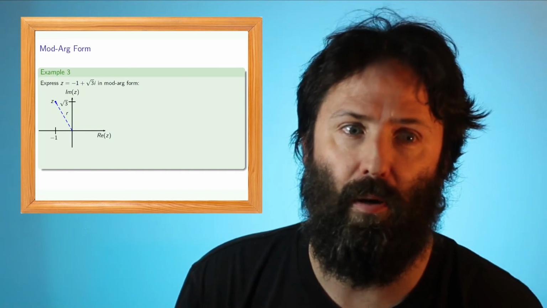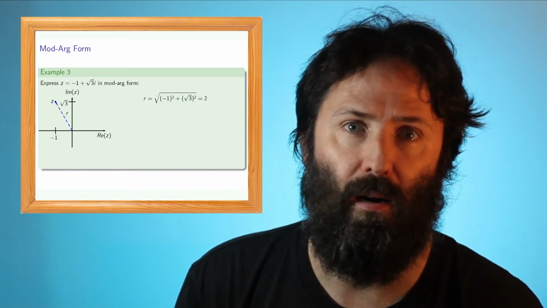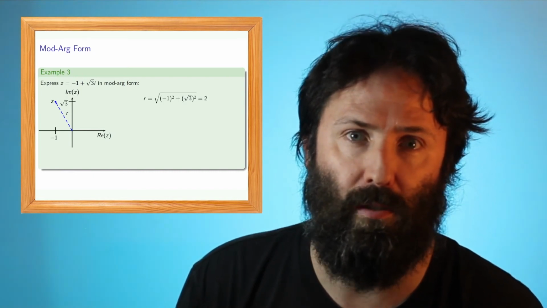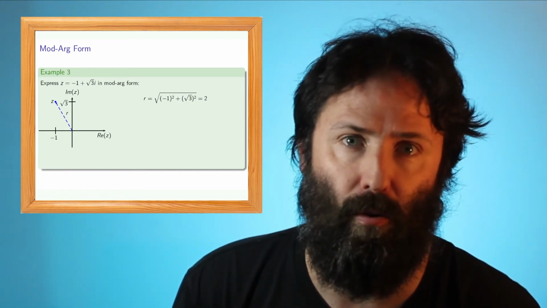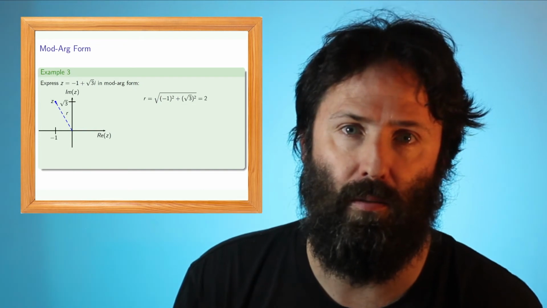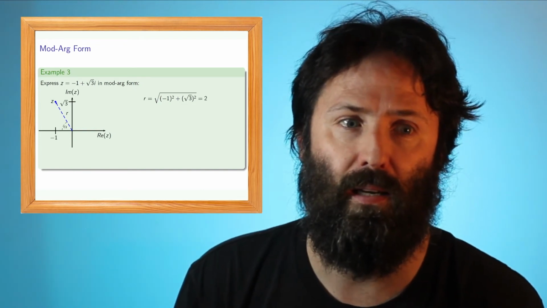Here I can just use Pythagoras to solve that problem. r is equal to the square root of (-1) squared plus (√3) squared. And when I simplify that, I get 2. So the length of that line is 2. That's the modulus. Then I can calculate the angle.